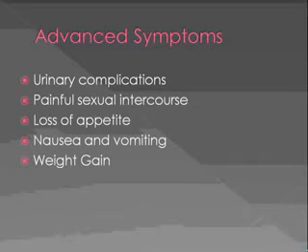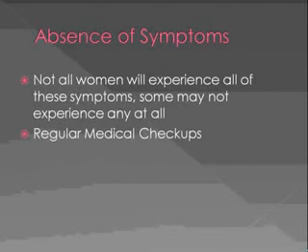Next, we'll go into some of the more advanced symptoms. These symptoms are not too common unless the cyst is very large or it is in advanced stages. Many women experience complications in urination if the ovarian cyst is solid or has grown to an exceptionally large state. These complications could include the inability to urinate regularly or the feeling of needing to urinate more frequently than common.